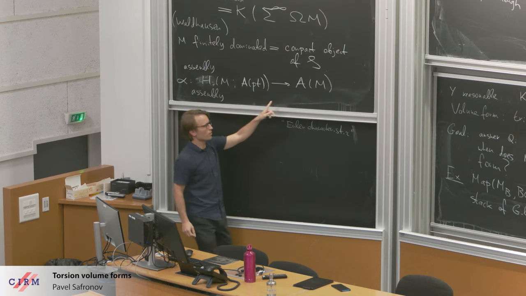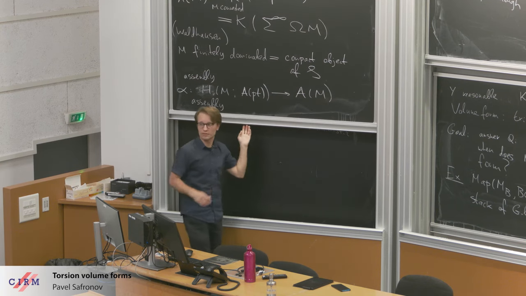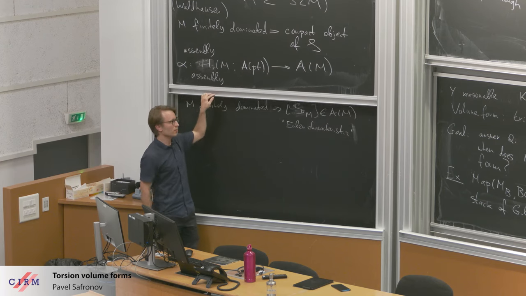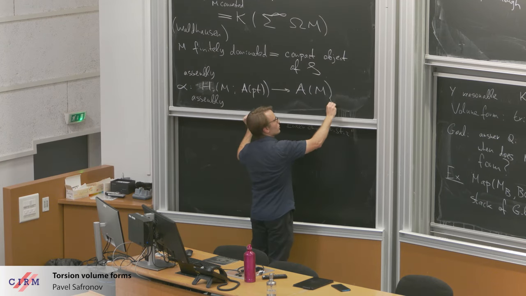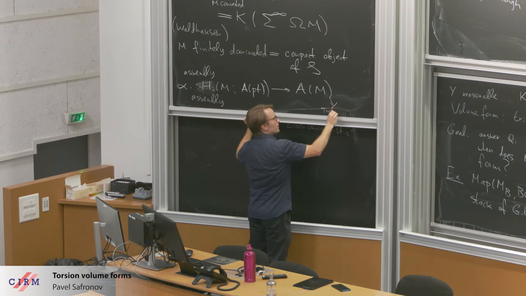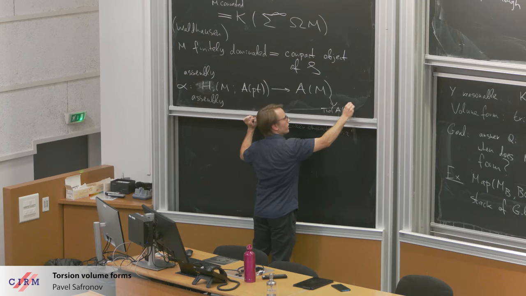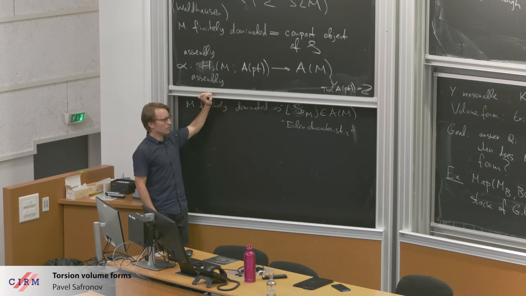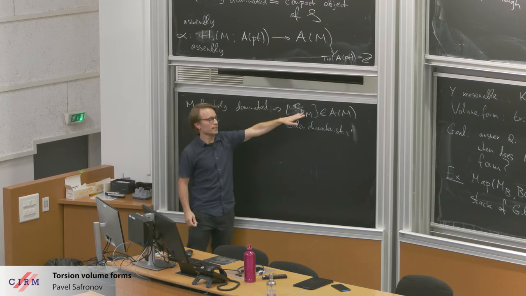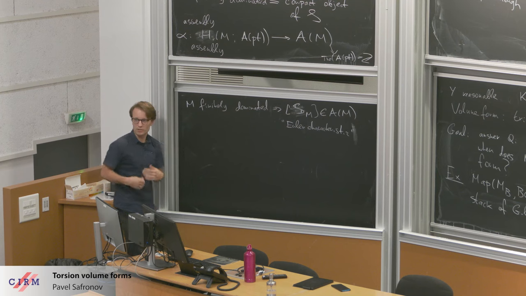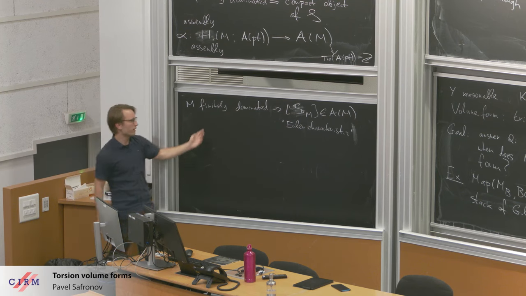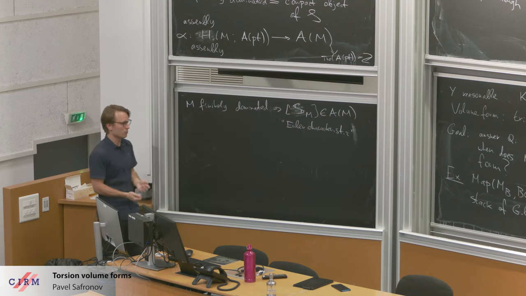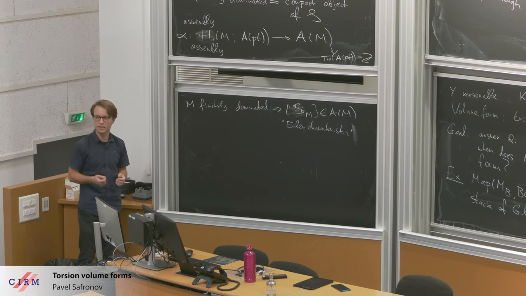So if you project down to a point, you just get the usual Euler characteristic of M, which is a numerical invariant. So you can project down to, let's say, pi naught of A of the point, which is Z. So out of this element in A-theory, you get a number. This number is just the usual Euler characteristic. The finite domination assumption tells you that you can actually compute this Euler characteristic. It's a finite number.